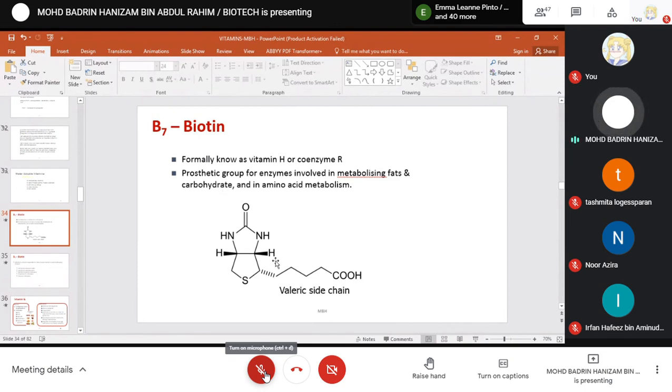Biotin contains a valeric side chain, COOH. Valeric acid is a branched short chain fatty acid. We don't have a lot in our body. We can get valeric acid from our diet by eating dietary fiber. When you eat a lot of dietary fiber, the bacteria in your gut metabolize it and give you short chain fatty acids and a very low amount of valeric acid.